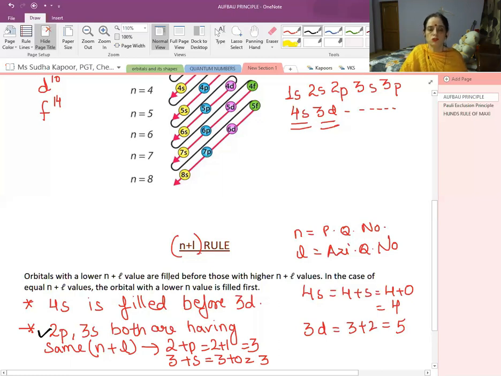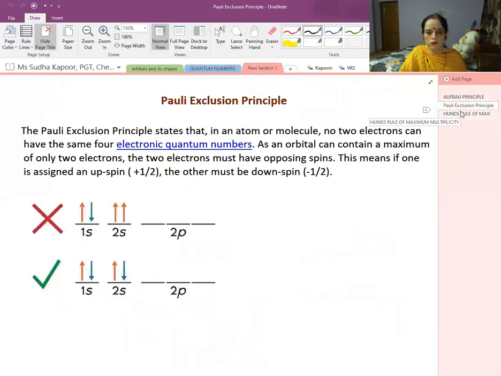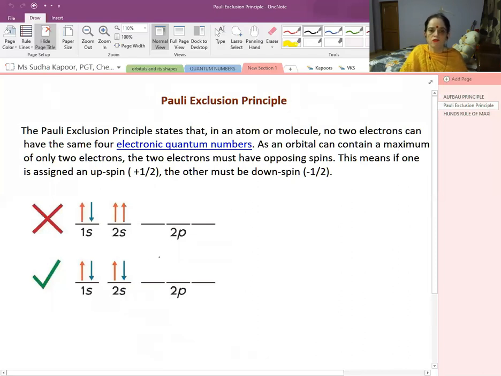Now we have gone through two rules, the Aufbau rule and the n plus l rule. Now coming to the other rule, that is Pauli's exclusion principle. Dear student, you all know that we have to fill 2 electrons in each orbital. While moving through the quantum numbers, we have discussed these things also. The Pauli's exclusion principle states that in an atom or a molecule, no two electrons can have the same 4 electronic quantum numbers.